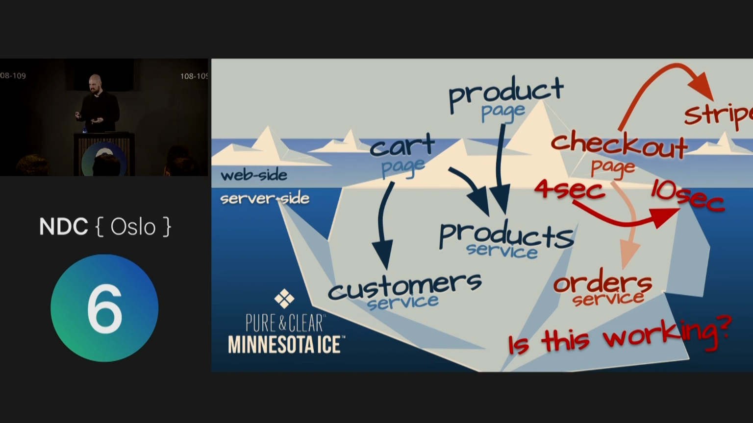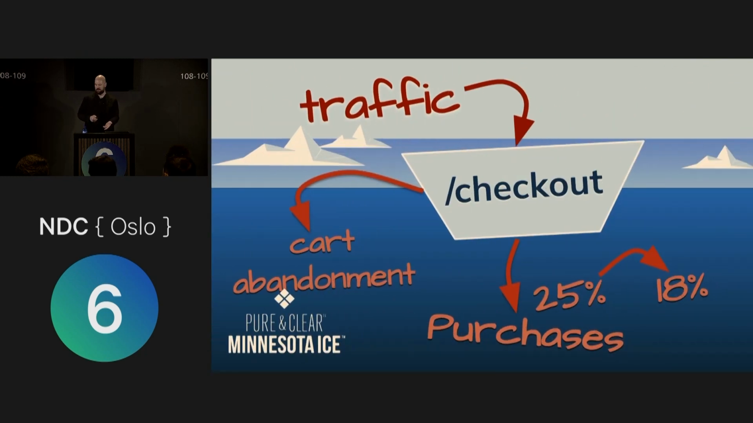It says, is that okay? So I can look at the time range and say, okay, when it was 4 seconds, I had a 25% conversion rate. 25% of the people were giving me money at 4 seconds. But if I go back and look at it now, if my conversion rate had gone from 25% to 18%, that's interesting. It's just a correlation. We don't necessarily know that one thing caused the other.